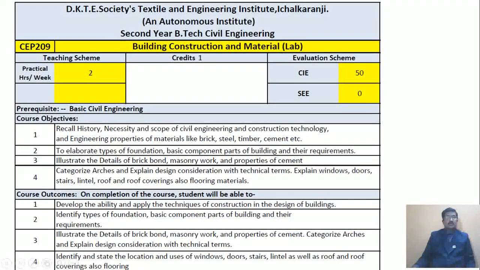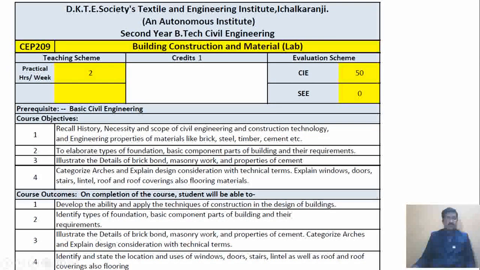Then we'll move to the laboratory work. For laboratory, we'll have to spend 2 hours per week in the laboratory. Continuous work is there, which is assessed by evaluation as CIE of 50 marks, and the prerequisite, as I told, is basic civil engineering. The course objectives and course outcomes are again associated with the theory itself.